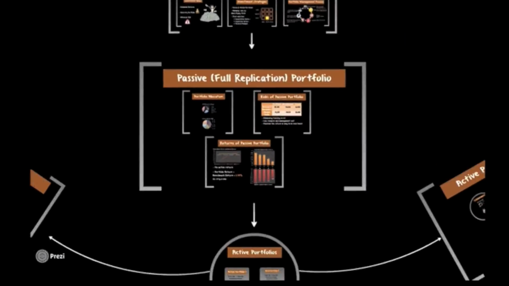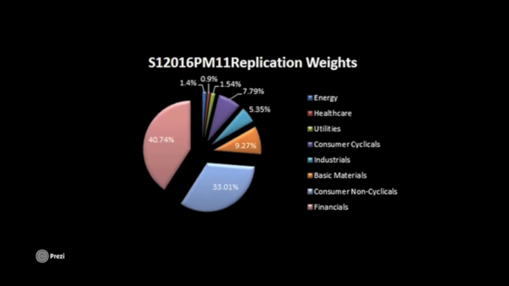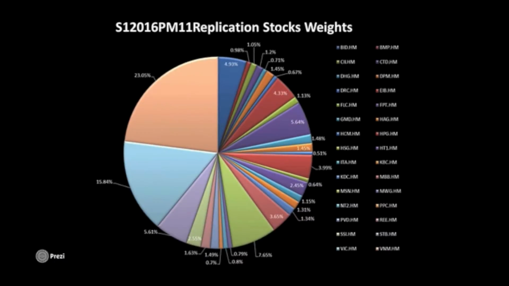Here you can see in the passive portfolio weight pie chart, we have a total of 8 sectors and the portfolio is mainly allocated to financials at 40.74% and consumer non-cyclicals at 33.01%, and the rest are distributed to the others. So let's have a look at how securities are allocated.